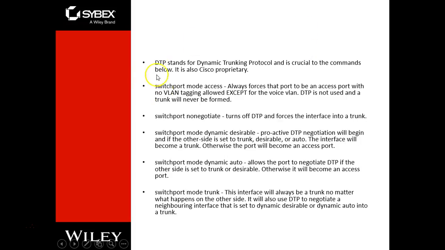These statements are in your book. I just put them in here because there wasn't a switch. Switch port mode access forces the port to be an access port with no VLAN tagging allowed, except for the voice VLAN. So you can have it on voice, and the voice VLANs are generally separate, because you don't want people on the data network to be able to intercept the phone calls. You can intercept them and reconstruct conversations. So they're on a separate VLAN.